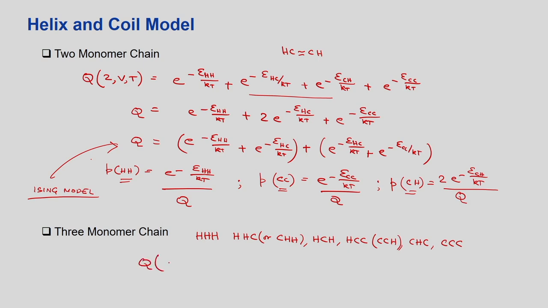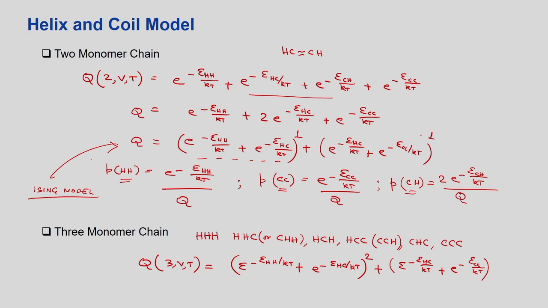If I write this in a similar analogy to what I wrote for a two monomer chain, for a three monomer chain this expression becomes e to the power of minus HH by kT plus e to the power of minus HC by kT, and then this factor I will have to square. For the two monomer chain it is the power of 1, so in this three monomer chain it will have the power of 2. Then I will have the same expression as before, e to the power of minus HC by kT plus e to the power of minus CC by kT. Here we have power of 1 for two monomers; for three monomers it will be n minus 1, so it will be 2. This will be the partition function.